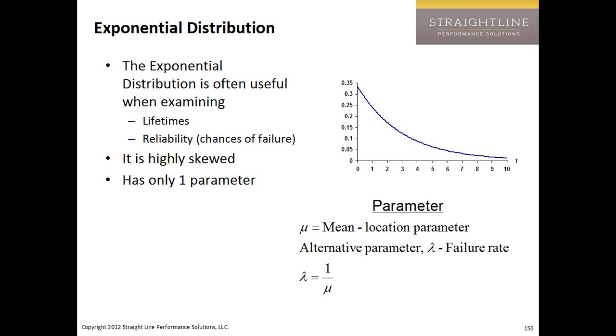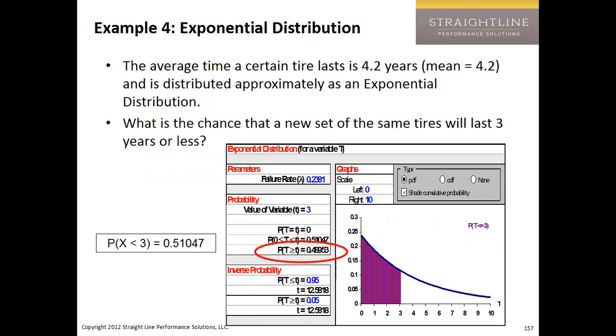It's also highly skewed, and the odd thing about this is it only has one parameter, the mean. Sometimes it's given as the failure rate, which is 1 over the mean. So you just have to kind of watch for that. Usually it's given as the mean of the distribution. Okay, let's do an example of that.